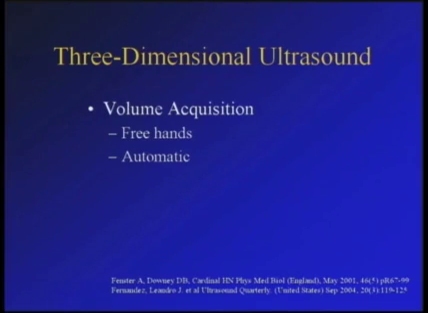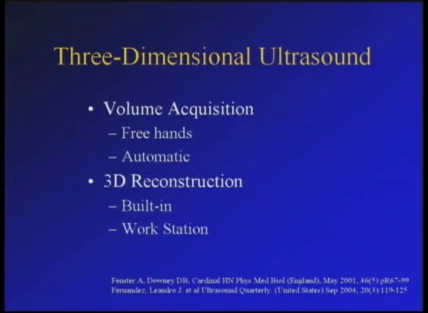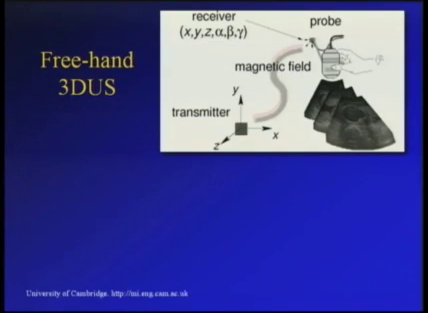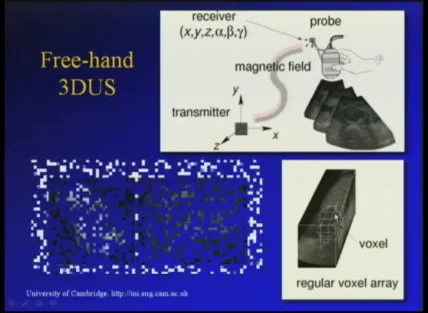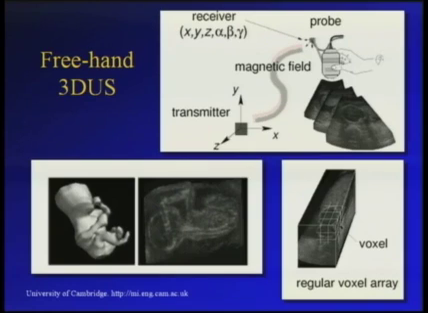The volume acquisition can be done by using two different techniques: freehand or automatic acquisition. And the three-dimensional reconstruction can be done built-in, working in our equipment, or by using a workstation. This is a diagram representing the freehand three-dimensional acquisition. In this case, we sweep the transducer over the area that we want to study or assess, and then the computer constructs different planes, a different group of images, and then three-dimensional rendering is produced.